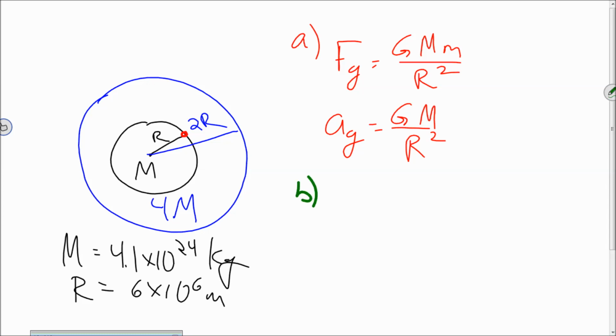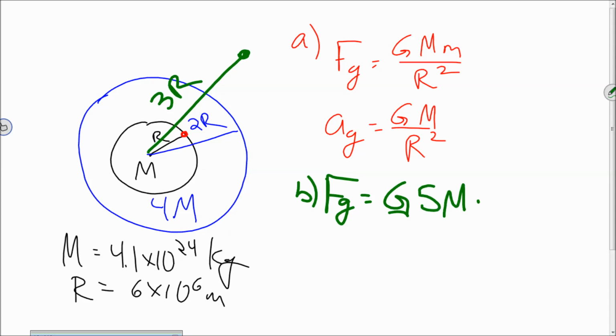Okay. And then for part B, what color are we going to use? Green. Part B, it wants to know what the acceleration of gravity is going to be at a distance of 3r away. So now you just need to take into account the entire mass, the mass of the whole thing. Because since this is a sphere, you can treat it as a point particle located here. Follow? So now your force of gravity is going to be G times, let's see, what's my total mass? M plus 4M is 5M, times the mass of the object over (3r) squared. And therefore your acceleration of gravity is going to be the same thing without the little m.